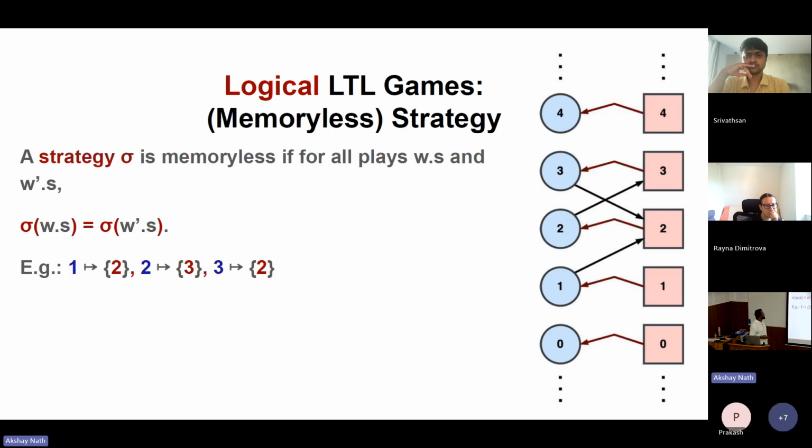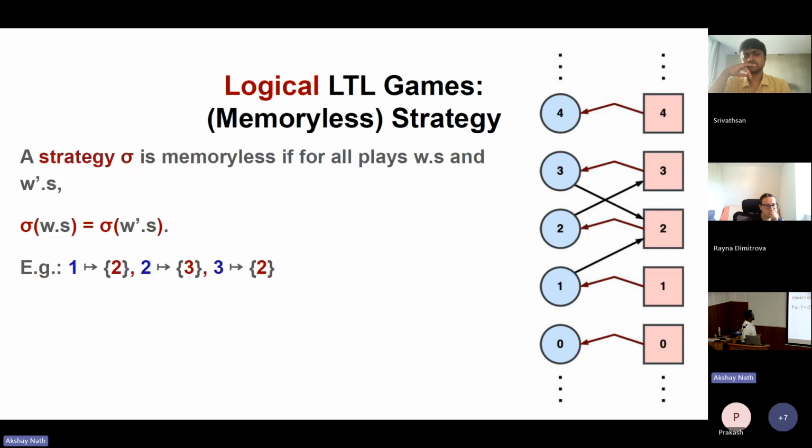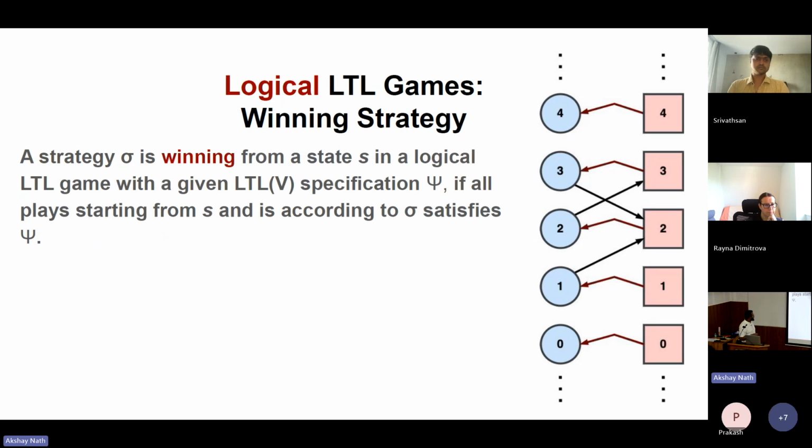Next, if you have a memoryless strategy, you can think of it as from 3, I'm just playing 2 and no other move, right? And from 2, I'm playing only 3 and so on. And this is how it looks. Now, a strategy is winning from a state S in a logical game with the specification psi if all plays starting from S which are according to the strategy, that is, you play according to the strategy, satisfy the specification. So that's what we call a strategy winning from a state S.